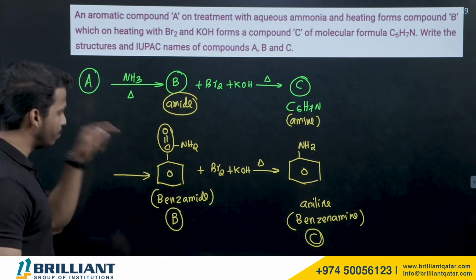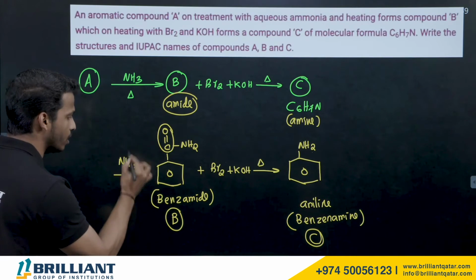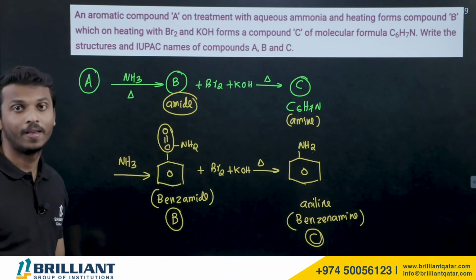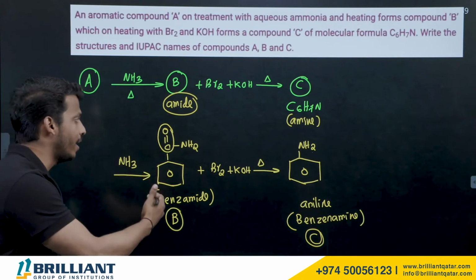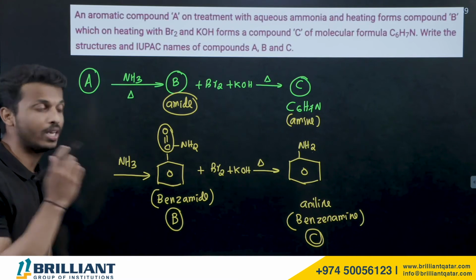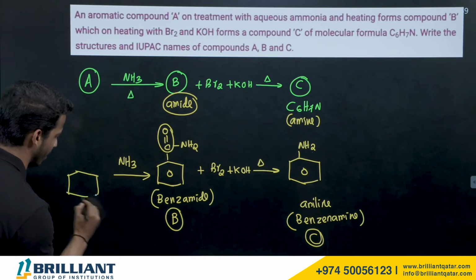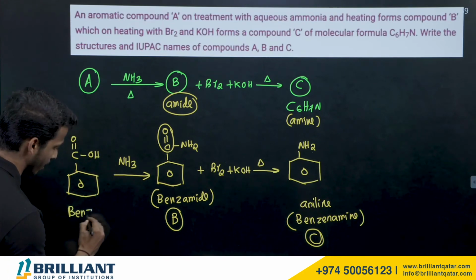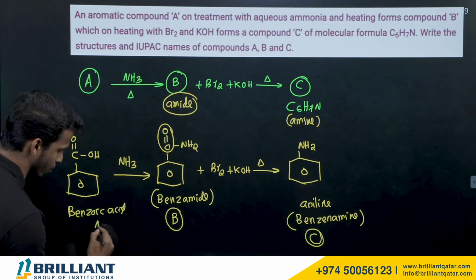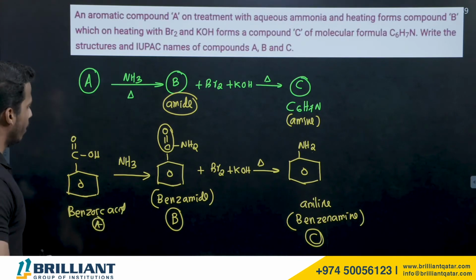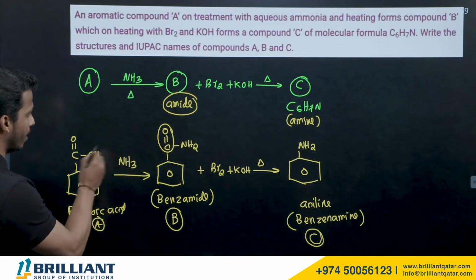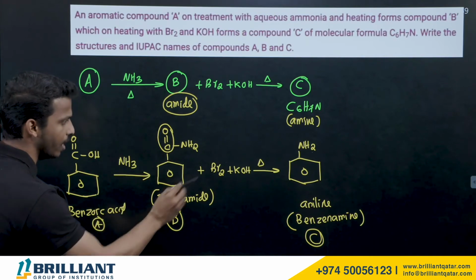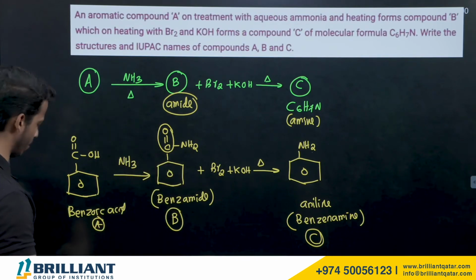Now, how is this benzamide forming, dear all? How is this amide forming? By treating with ammonia. From which compound are you preparing an amide by treating with ammonia? That is from a carboxylic acid, dear student. Benzene with COOH, benzoic acid. So the starting material is benzoic acid. That is your compound A. Benzoic acid treated with ammonia gives the amide. So benzoic acid is A, benzamide is B, benzenamine or aniline is compound C.